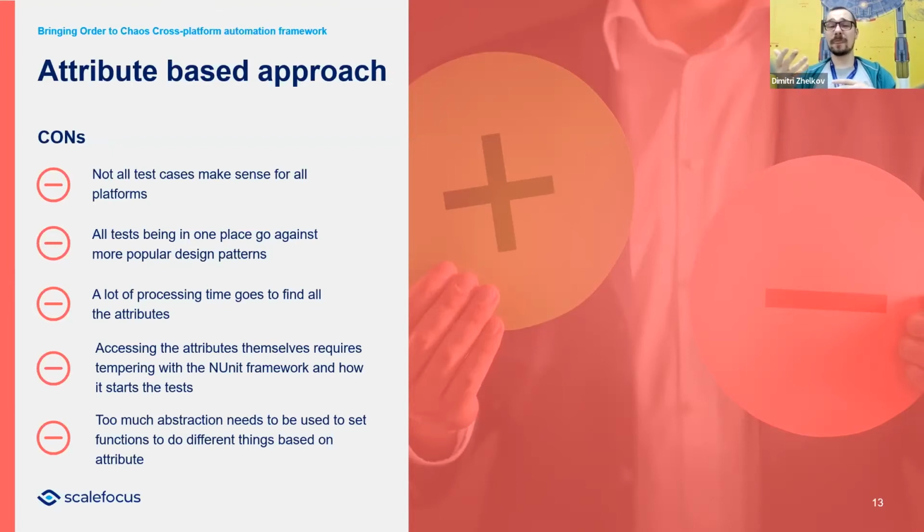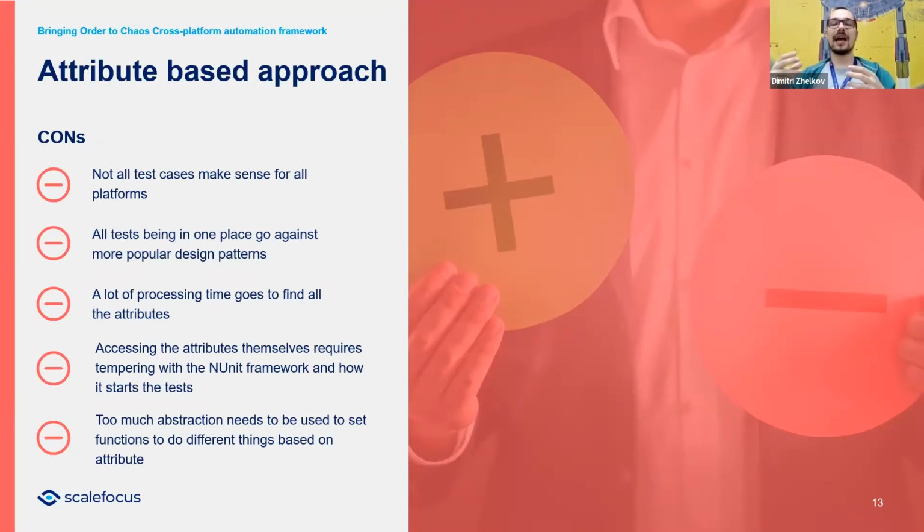So the next thing would be, we would need a lot of processing time to find all the attributes on the test. I'm not sure if you work with NUnit, but NUnit allows you to actually access all the attributes that are on a test. So in order to access these attributes, we need to tamper with how NUnit actually works. And this can cause a lot of problems because it's very easy to introduce an error here. If done perfectly, it is possible to get these attributes. It would be a bit slower.